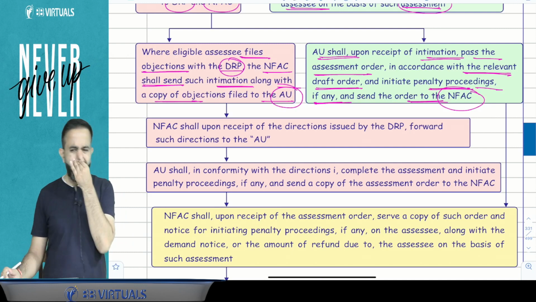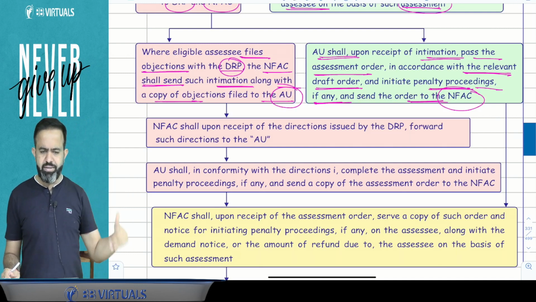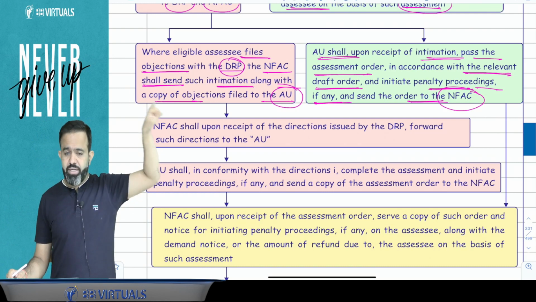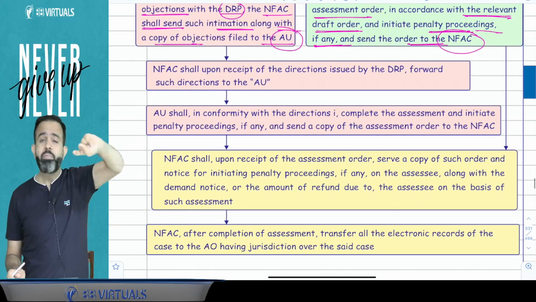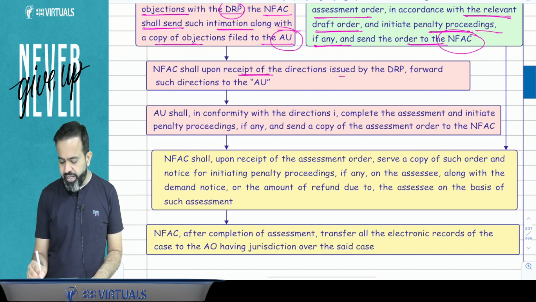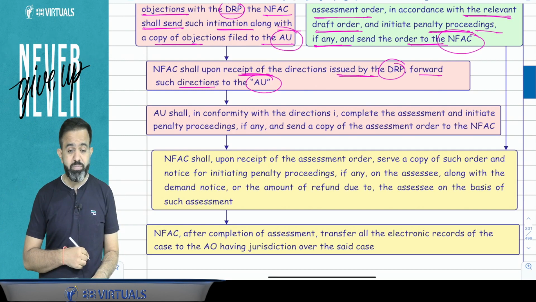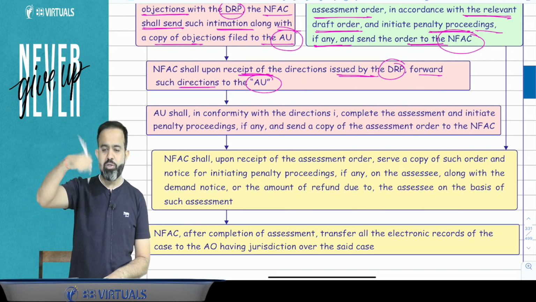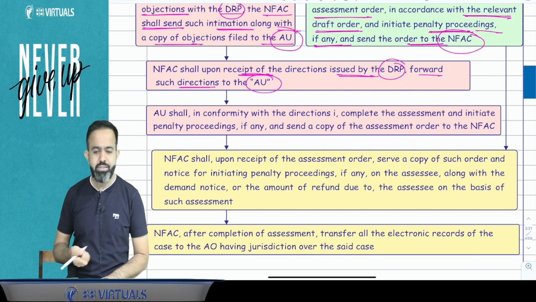Suppose the assessee has given the acceptance, then obviously they will directly make it a final order. But suppose the assessee went to the DRP. Now what will happen? The DRP will issue the direction to the NFAC. So here, NFAC shall, upon receipt of the direction issued by the DRP, forward such direction to the assessment unit. Now guys, the DRP direction is binding on the assessment unit, because the DRP direction was binding on the assessing officer.